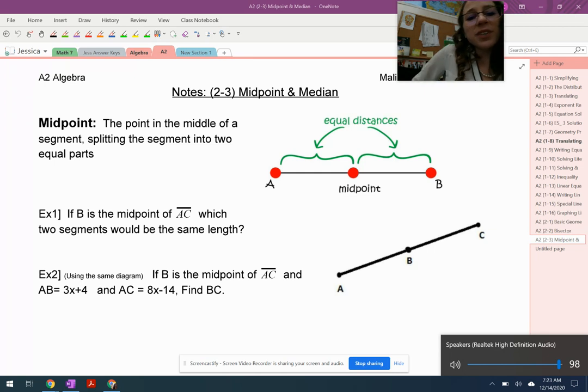So this is notes for the 2-3 lesson, Unit 2, Lesson 3, Midpoint and Median. So the midpoint is the point in the middle of a segment.